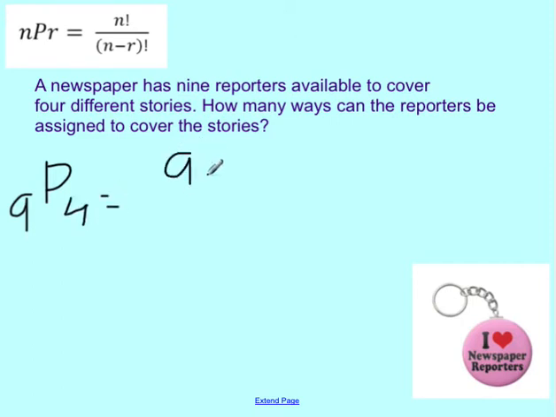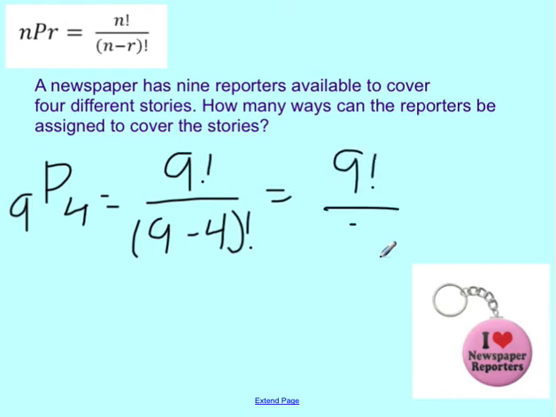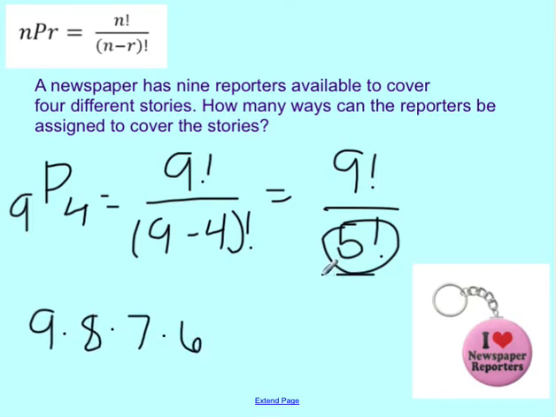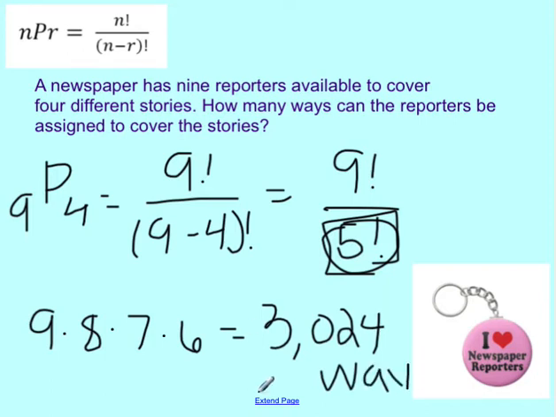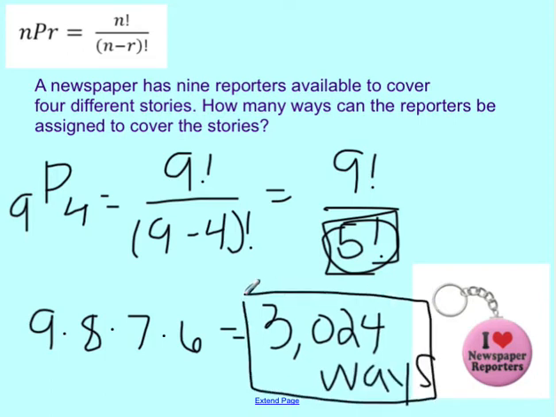So then we have 9 factorial divided by 9 minus 4 factorial. That's the same as 9 factorial divided by 5 factorial. So now when I'm looking at this, I know that everything, 5, 4, 3, 2, and 1, are going to be canceled out by that 5. So left over on top, I have 9 times 8 times 7 times 6. Everything else is going to be canceled out by this guy. So I have 9 times 8 times 7 times 6. That's going to give me 3,024 different ways that we can assign those reporters different stories.